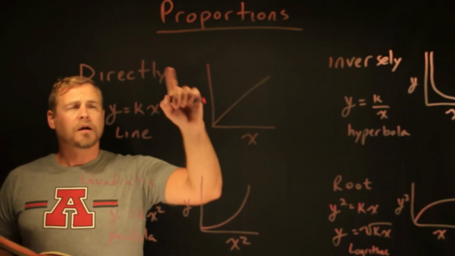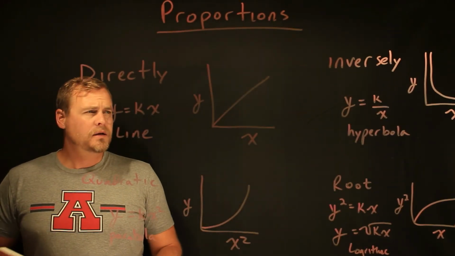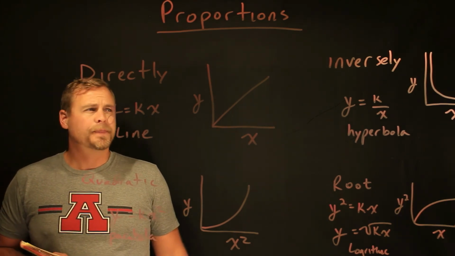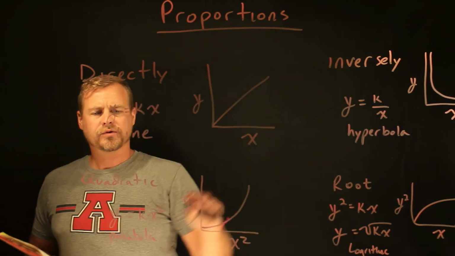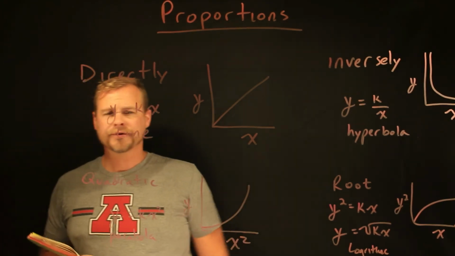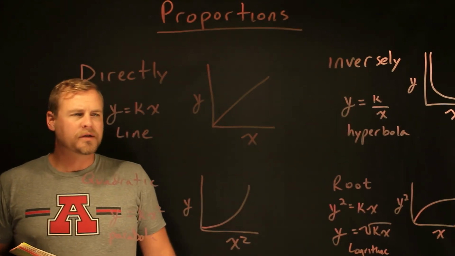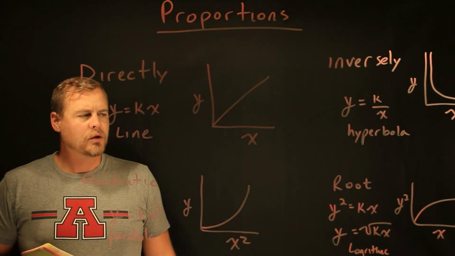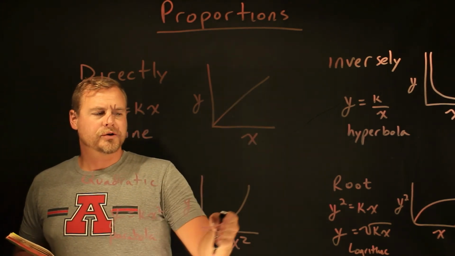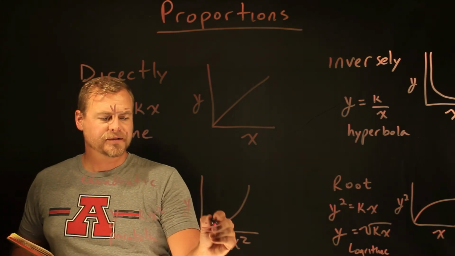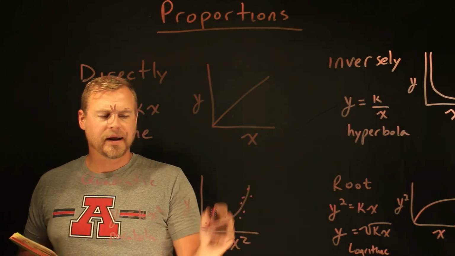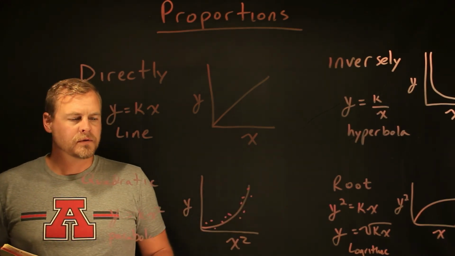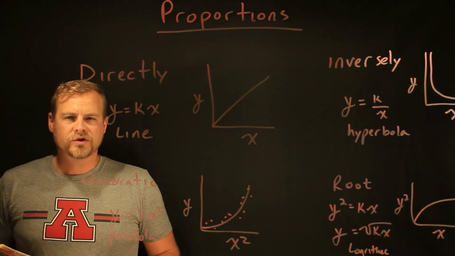Okay, proportions. There are 4 main base proportions that we'll use in physics: directly, inversely, quadratic, and root. So you're going to want to know these relationships between the formula and the line. It'll help in the labs as you plot your data and you see a scatter plot that might have a curve to it. It'll give you a better indication of what type of equation you're looking at.